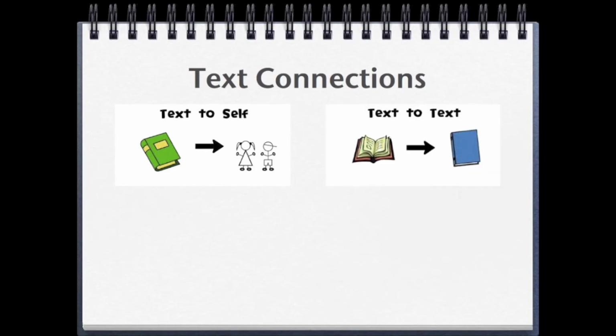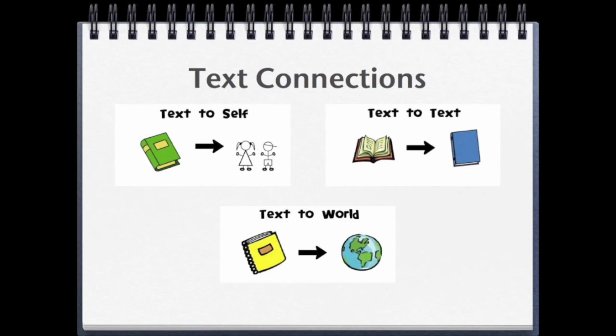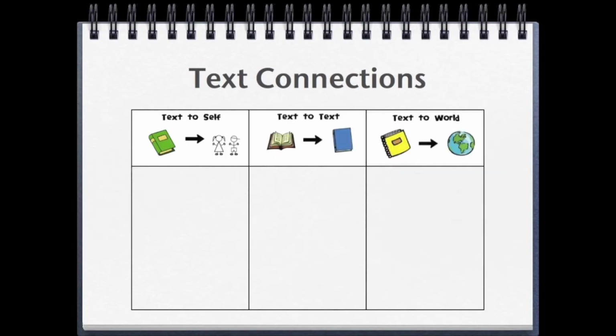Welcome, eSparkers. Today we will be learning how to make text connections as a strategy of reading. You may be asking yourself, what are text connections? Well, I'm glad you did. There are 3 types of text connections: text to self, text to text, and text to world. Let's take a closer look at each of these connections.